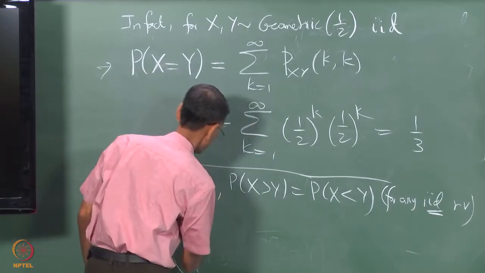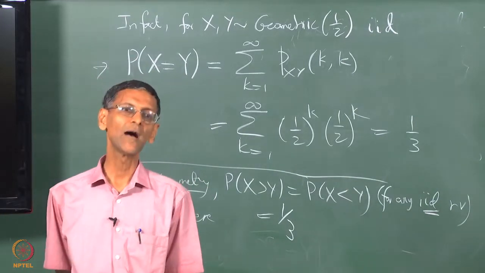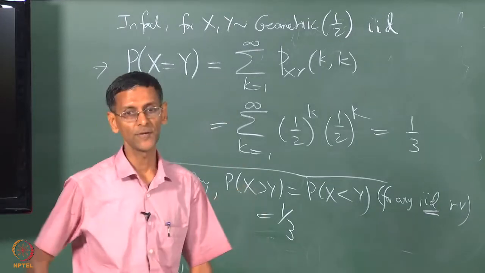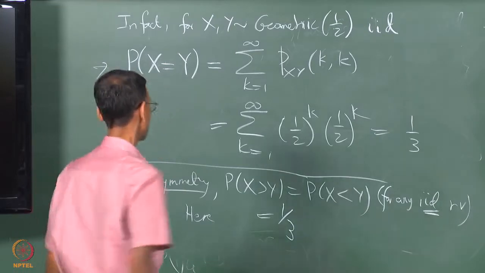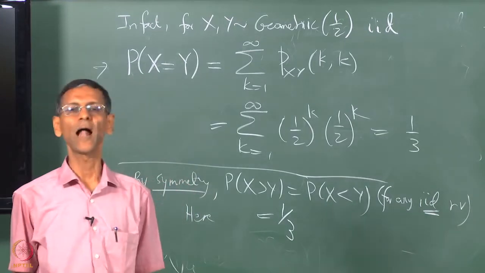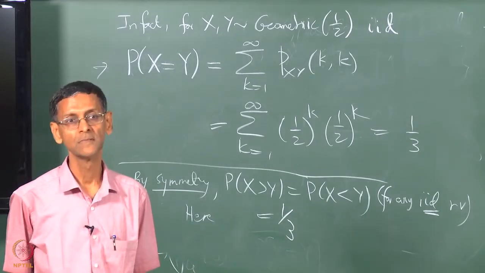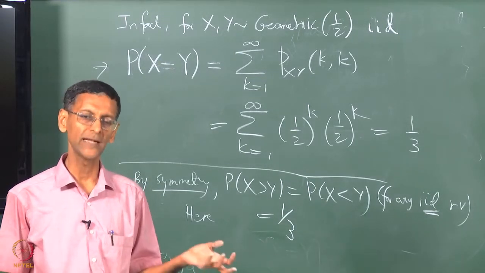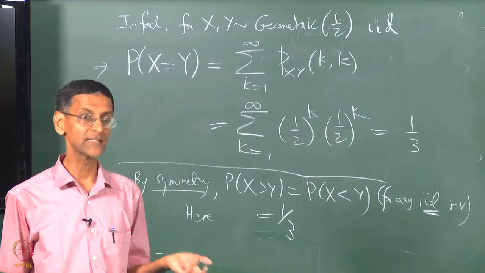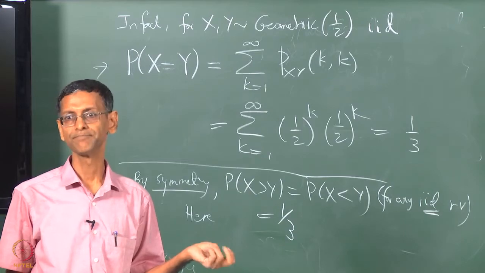So all 3 events now have the same probability in this case, which is very specific to geometric half. But in general, if somebody asks you to find the probability of x greater than y, you should be able to set it up from first principles. You add over the open-ended triangle where x is greater than y. Assuming x and y are both positive integer valued, there will be a portion of the xy plane that corresponds to the event x strictly greater than y. You have to add up the probabilities of all those points in that portion.